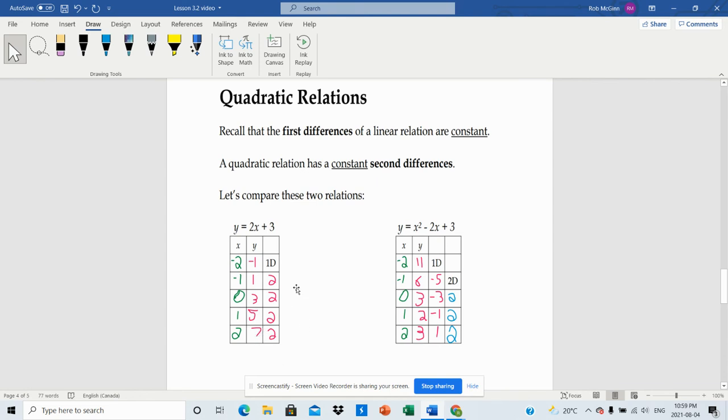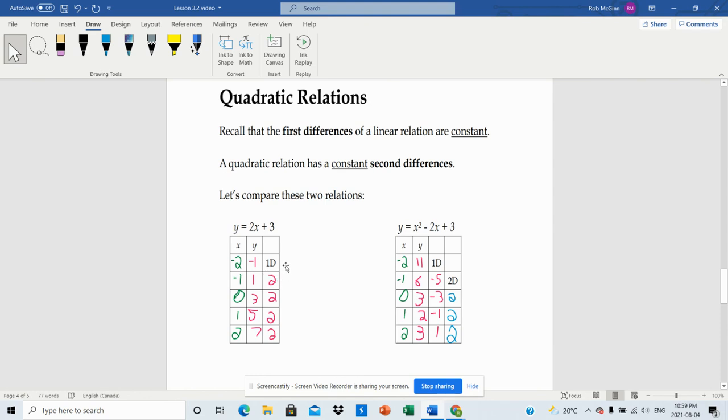Now let's do our first differences. I've already filled it out here. This should be review from lesson 3.1, so you should be good with this by now. But if you ever have any questions, as always, feel free to let me know and I'll help you out. Let's just go through this.